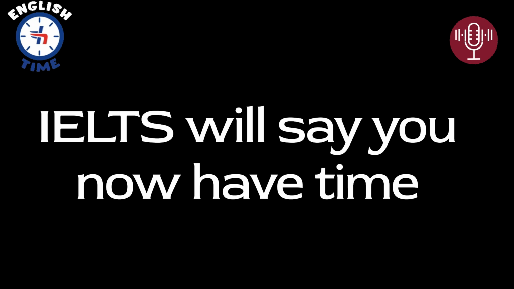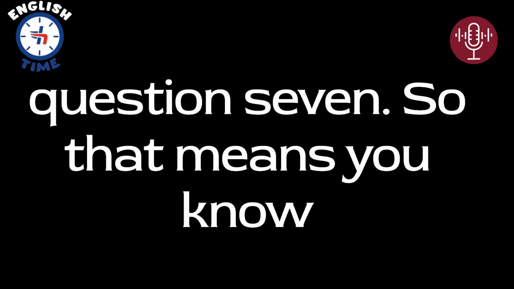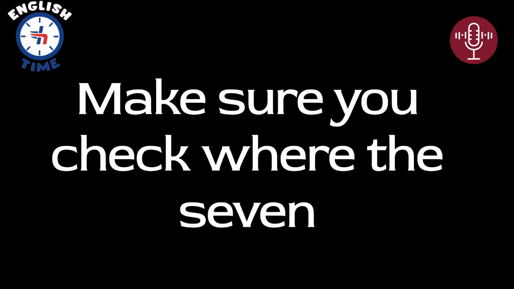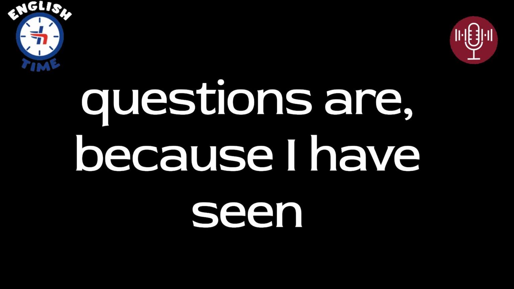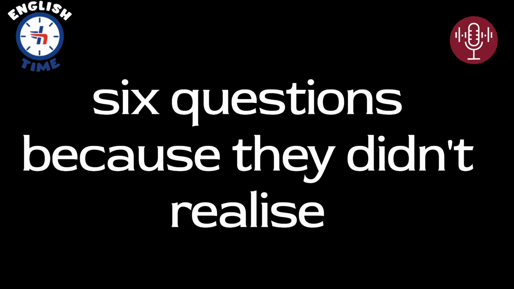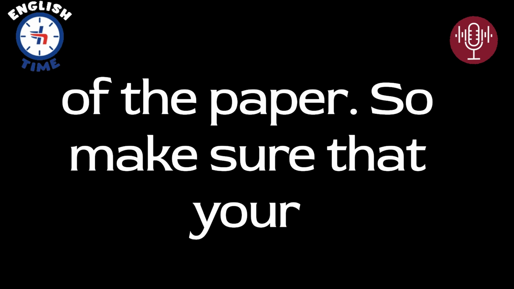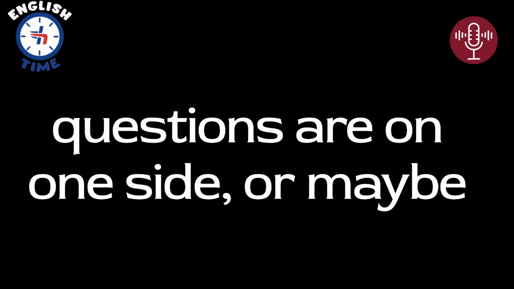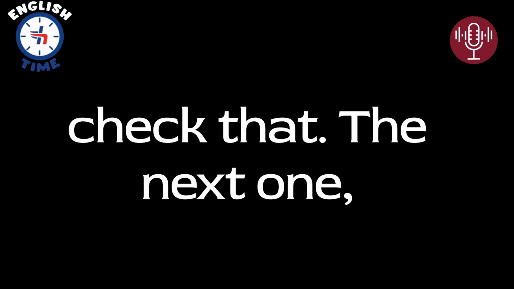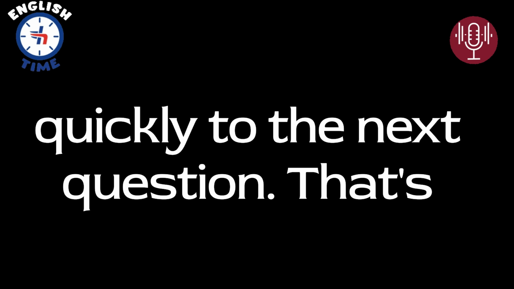The next one, and this is very important: check where all the questions are. Now, IELTS will say, you now have time to prepare for questions 1 to 7. So that means you know that you're going to get 7 questions. Make sure you check where the 7 questions are, because I have seen students who only prepared 6 questions because they didn't realise that question 7 was on the other side of the paper. So make sure that your questions are on one side, or maybe you need to turn over and look at the next page as well. So always check that.